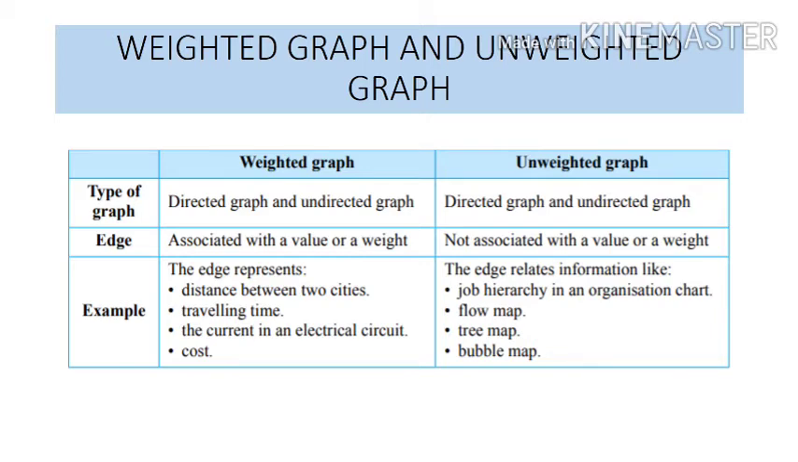For the unweighted graph, the type of graph is directed or undirected, and an edge is not associated with a value or weight. For example, the edge relates information like job hierarchy in an organization chart or a flow map.